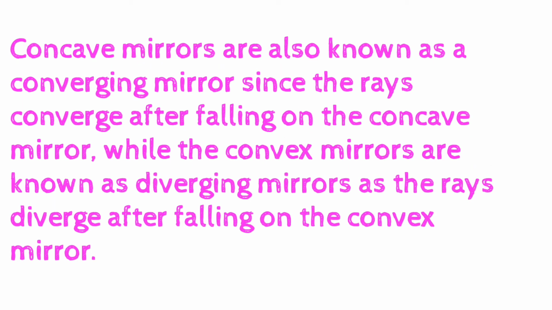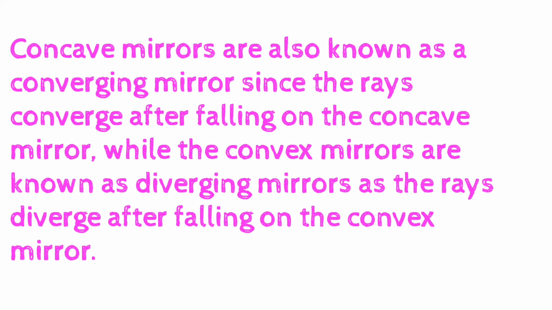Concave mirrors are also known as converging mirror. Okay, so concave mirror's other name is converging mirror. Okay, converging mirror means it is because it converges. Okay, so since the rays converge after falling on the concave mirror, so while the convex mirrors are known as the diverging mirrors, as the rays diverge after falling on the convex mirror.